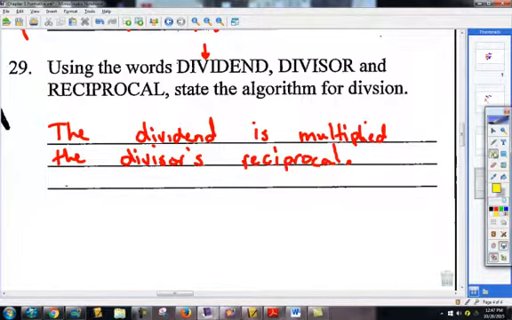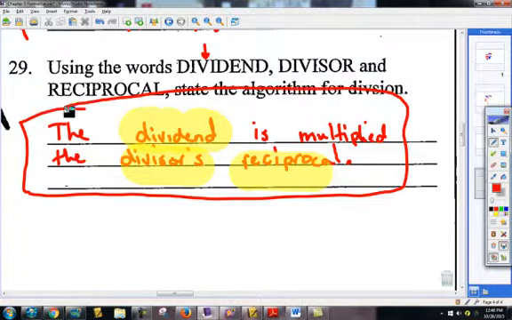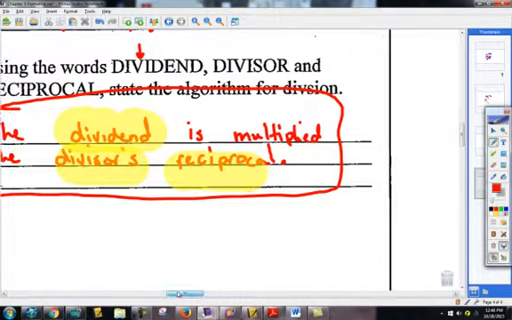Okay? That is it. That is what I'm going to take because as you can see, we got the 3 words we want. We have dividend, we have divisor, we have reciprocal. That's what the algorithm for division of fractions is. It is just the dividend being multiplied by the divisor's reciprocal. It doesn't even matter if you counted it right or wrong right now. This is the answer that I want. Remember, I'm not actually taking a grade on this. So we don't even have to read it because this is what I want. I used all 3. You had to have something about that.